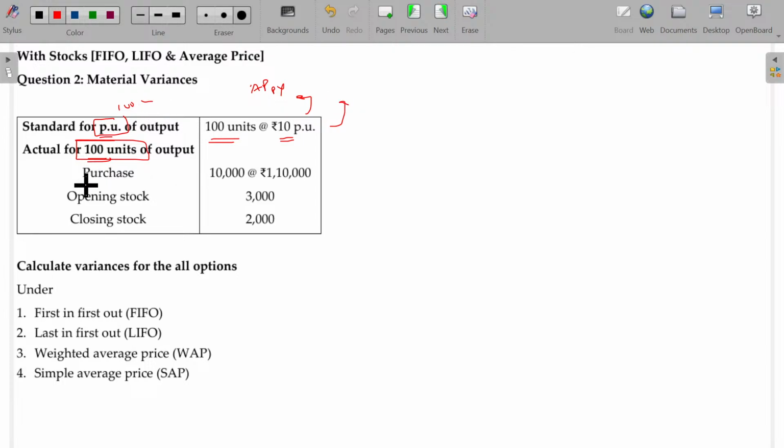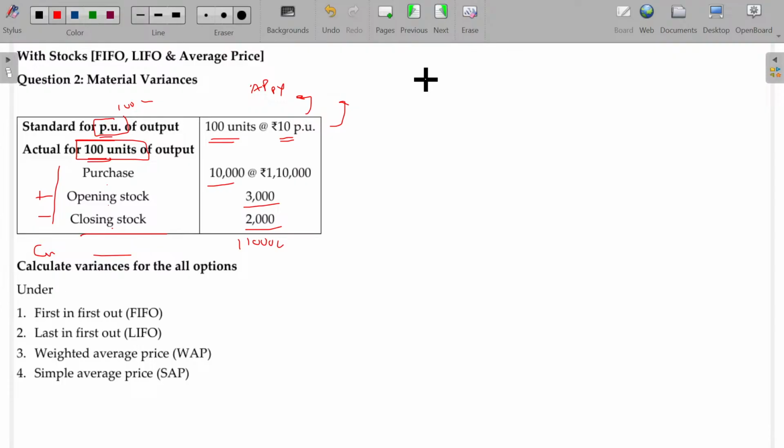Now, purchases, opening stock, closing stock details are given. Actually, what you have to take? Only to the extent of material consumed for producing this 100 units is the matter. So, opening stock plus purchases minus closing stock will be the consumption. 10,000 purchases, opening stock 3,000, so 13,000. Closing stock 2,000 means we might have consumed 11,000 units. Clear? Hope now you'll be able to understand.